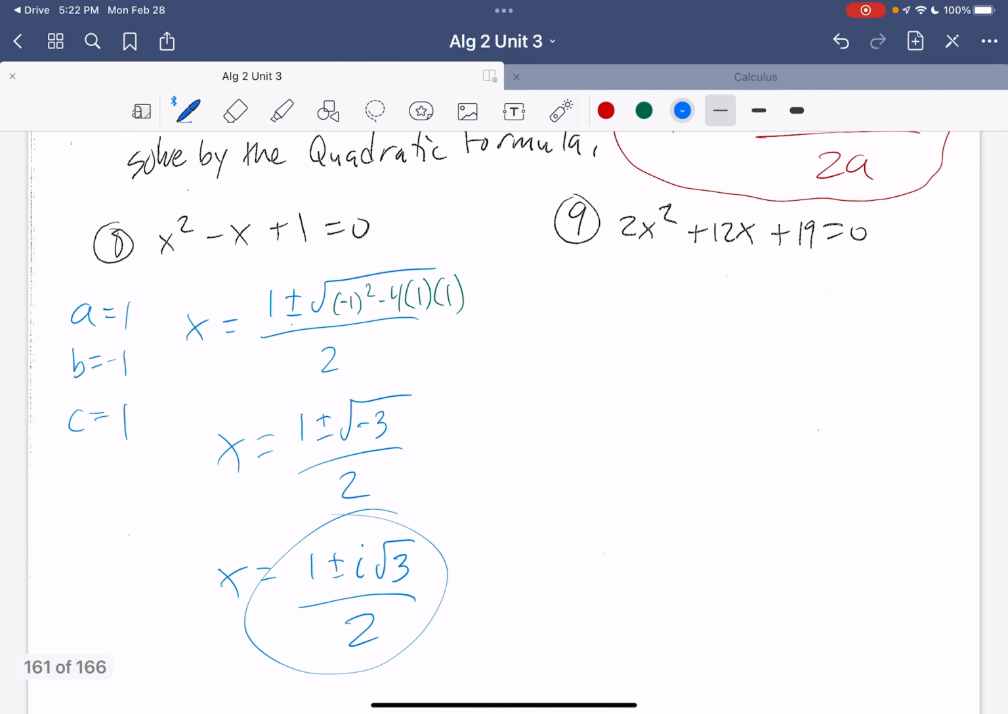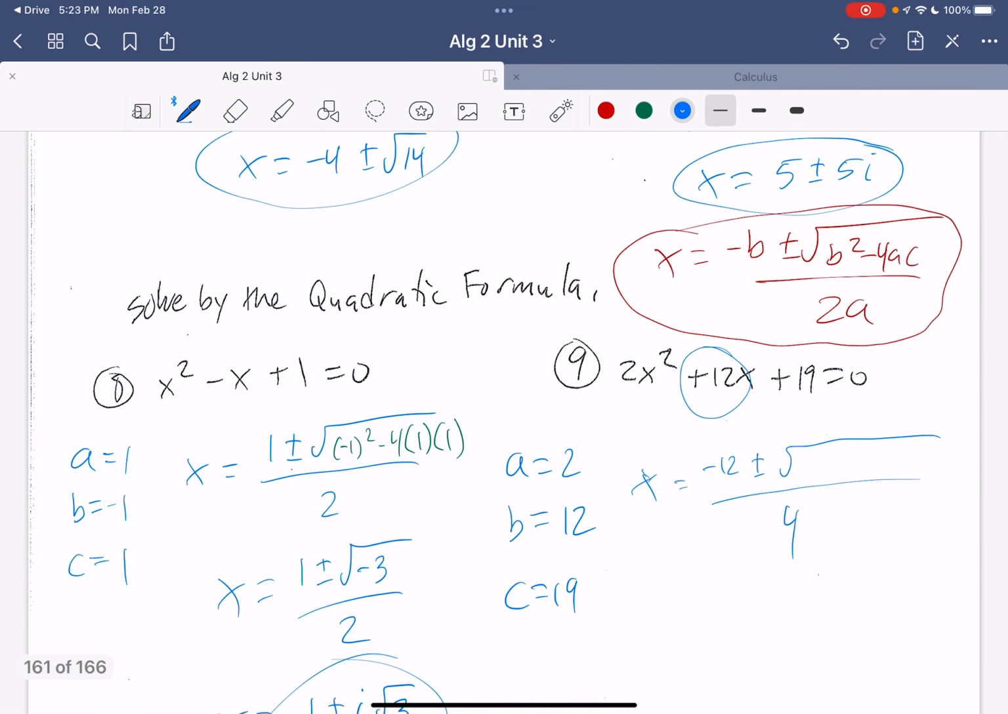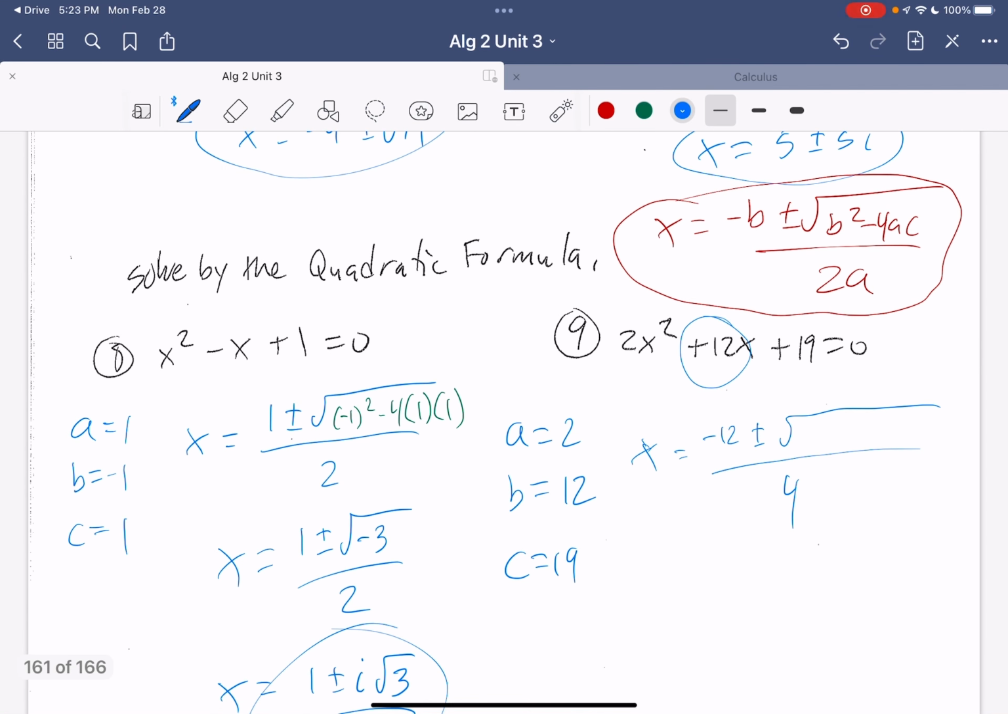Okay, the last one here is just bigger numbers. And notice b is positive this time, so you got to pay attention to that. So a is 2, b is equal to 12, and c is equal to 19. All right. So here we go, negative b. So x is equal to negative 12 plus or minus square root over 2a. 2a would be 4. So, okay, there's the quadratic formula. I got the negative b, I got the 2a, I got the structure of it.